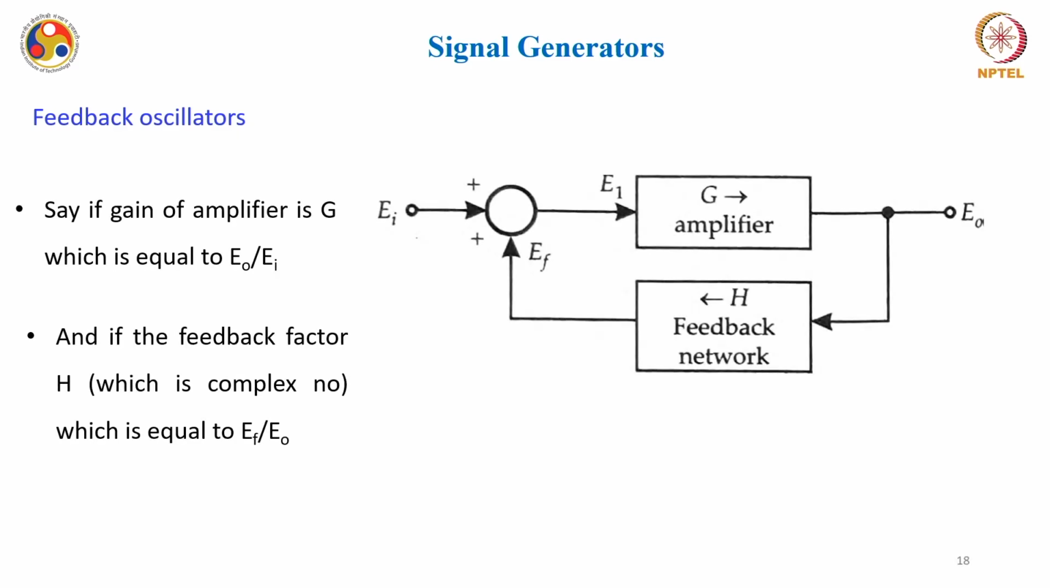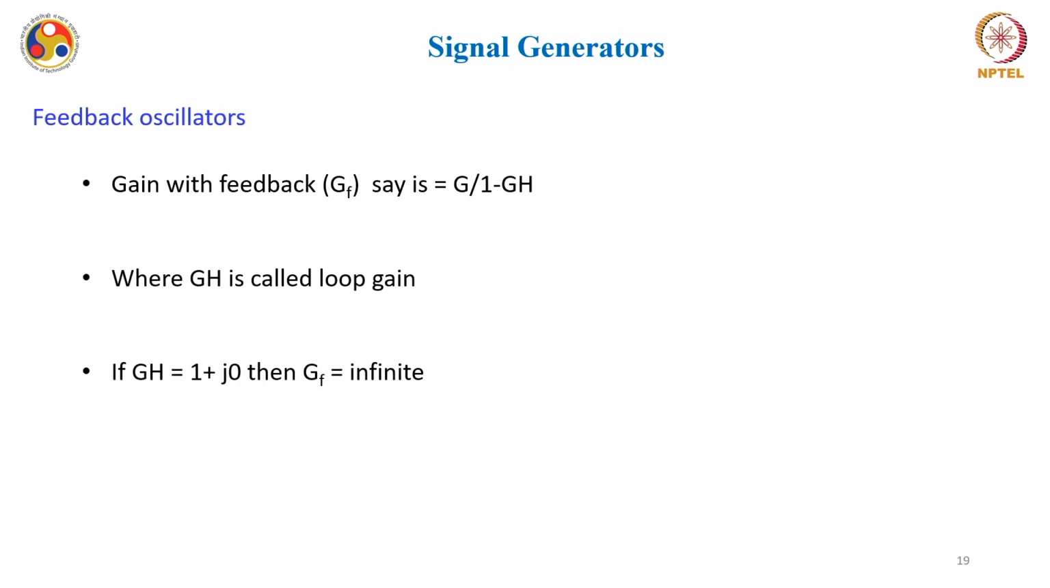Now, this is a simple example of what we are discussing. You have this amplifier and you have this feedback network, and H is, for example, the feedback factor. If the gain of the amplifier is G, that means G is equal to the output E0 by Ei. And if the feedback factor is H, then the gain with feedback, which I am calling GF, is equal to G by 1 minus GH for positive feedback.